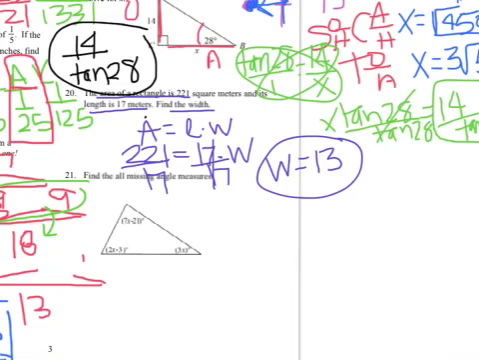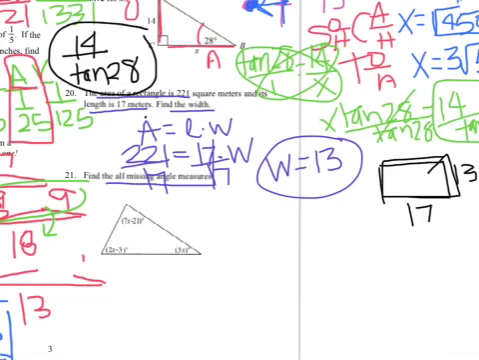At this point, if you wanted to, they could ask you to find the total perimeter. So if you know the length is 17 and you know the height is 13, you could find the perimeter all the way around. In question number 21, it says find all the missing angle measures.